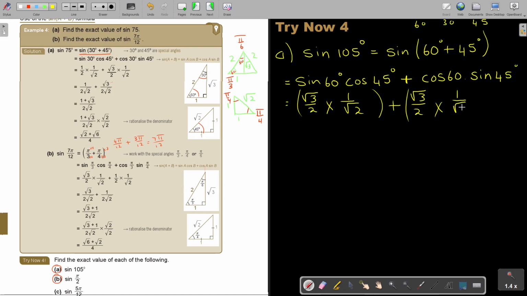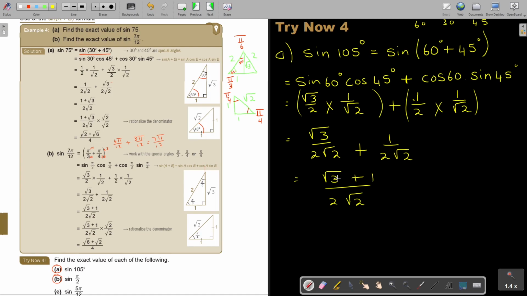I just want to check if my cos 60 was correct. Oh, my cos 60 is incorrect. Sorry, maybe you picked it up. My cos 60 must be 1 over 2. Okay, and that will be square root 3 over 2 square root 2 plus 1 over 2 square root 2. And the denominators are the same. Can you see that? So it's square root 3 plus 1 over 2 square root 2.